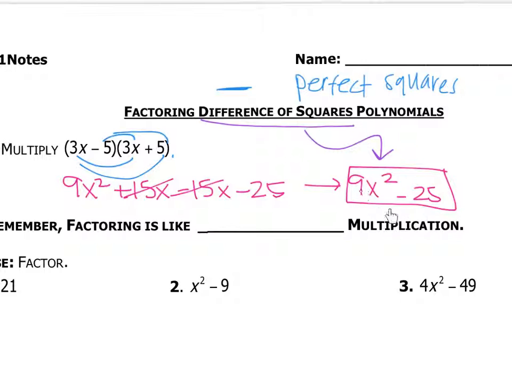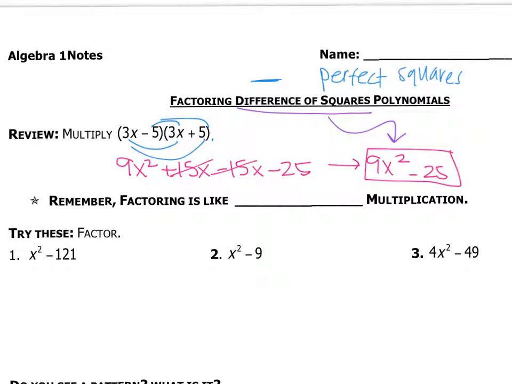Okay? So what we're going to be doing today is working backwards. You're going to be given the difference of squares. You are going to work backwards to get the two factors. All right, we've been saying this every single day. Factoring is like undoing. Undoing multiplication. Very good. So, here's what we're going to do.